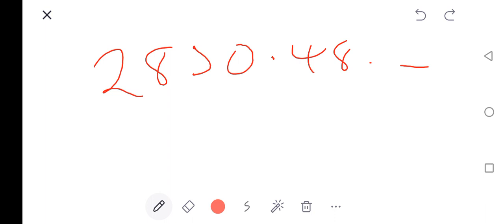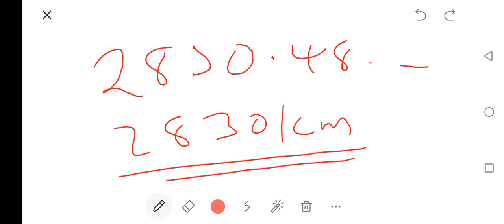2830.48, rounded off, it's just 2830 kilometers. So that is how you find the circumference.